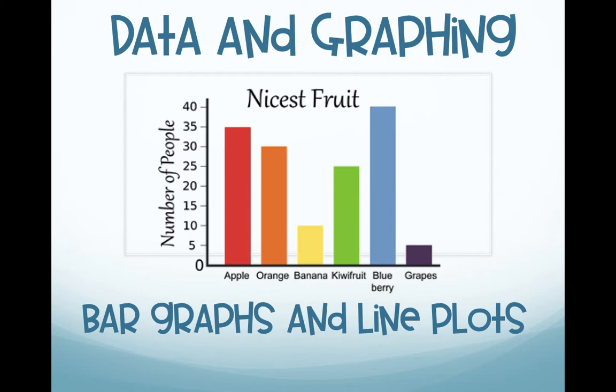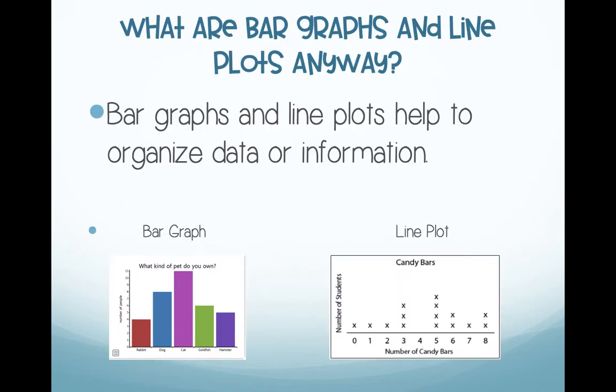All right, let's go ahead and get started. Boys and girls, in this chapter, we're going to be learning about two types of graphs, bar graphs and line plots. So what are they? Bar graphs and line plots help to organize data or information. If you look at the bottom, you'll see your bar graph and an example of a line plot. The bar graph might look a little bit more familiar to you.